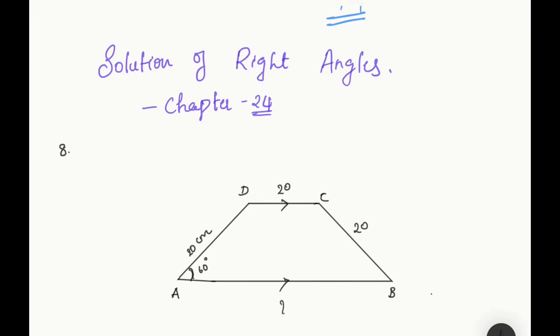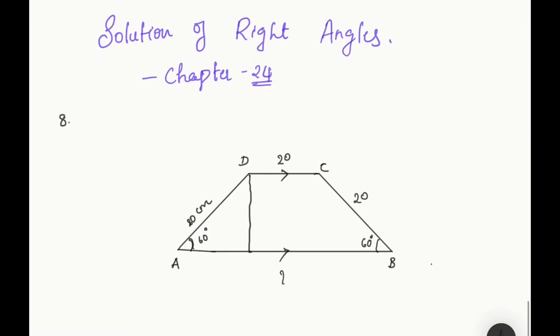So how do we find it out? Since two sides are given as 20 each, you can tell it is an isosceles trapezium. So this angle also will be 60 degree. Now what we can do is give an extension here. So when I give an extension here, what do I get? I have an angle here, right?